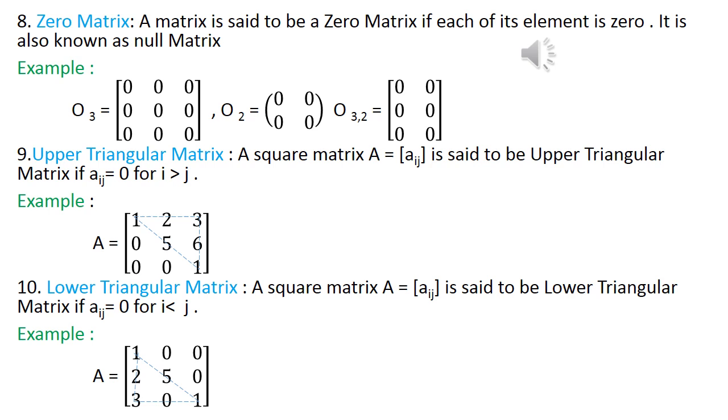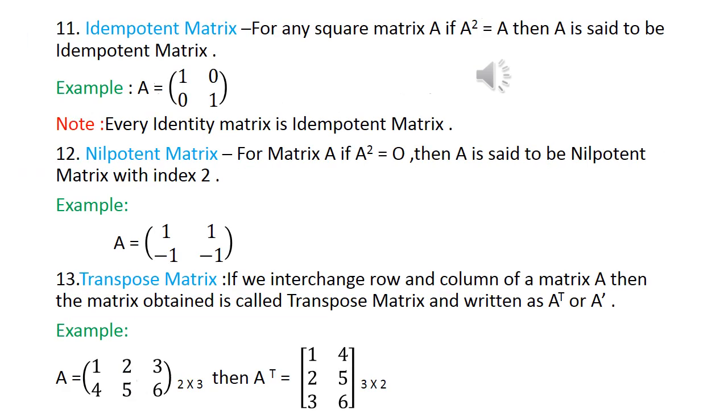For example, here A is a matrix whose diagonal elements are 1, 5 and 1. Its lower values are 2, 3, 0 and upper values all are 0. Therefore, this is a lower triangular matrix.